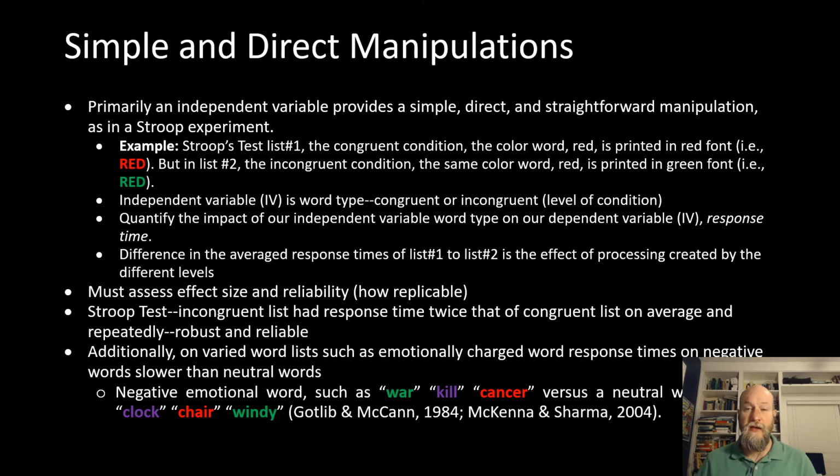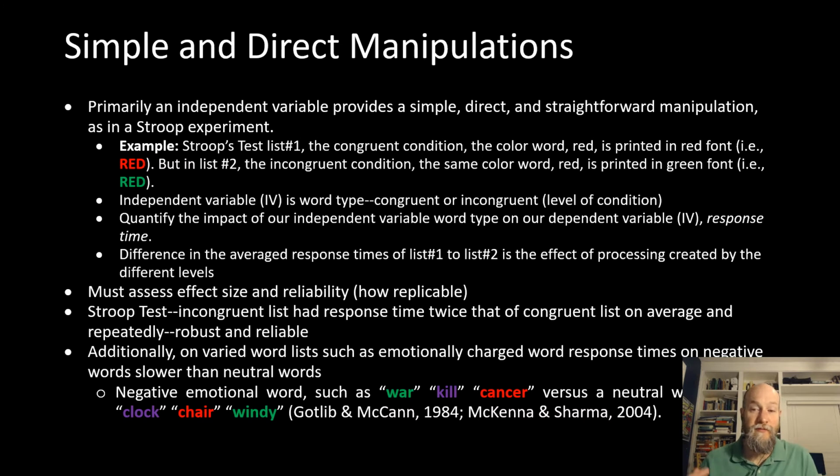Now, in this case, each person receives both levels of the independent variable. We'll talk about what that means in terms of design in a moment, but the manipulation is very simple and direct. So if you remember, there's the congruent condition where the color red, for example, is printed in a red font, but in the incongruent condition in list number 2, the same color red is printed in a green font, for example. So the independent variable being manipulated in the Stroop study is the word type, congruent or incongruent. Therefore, you have your two levels or two conditions.